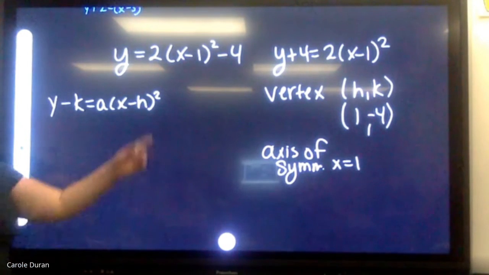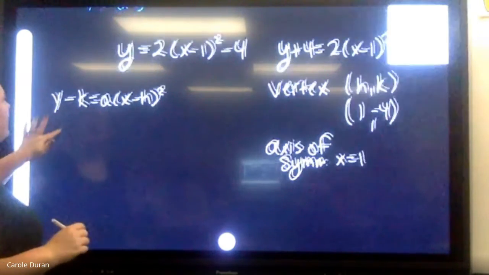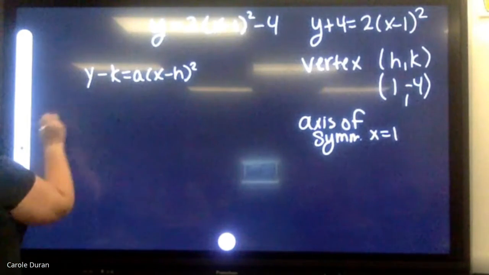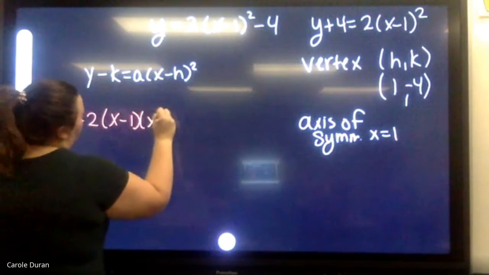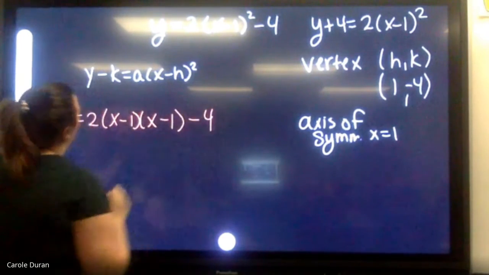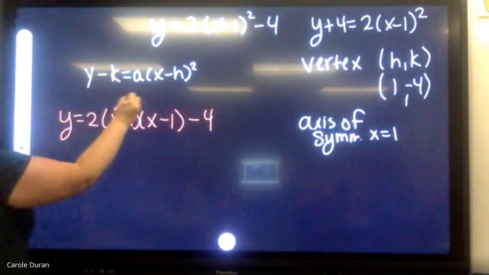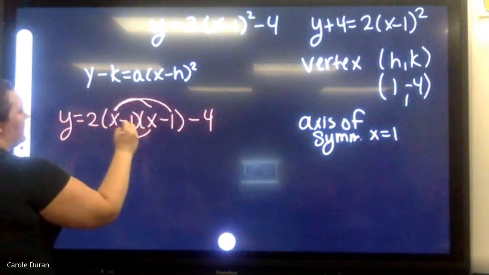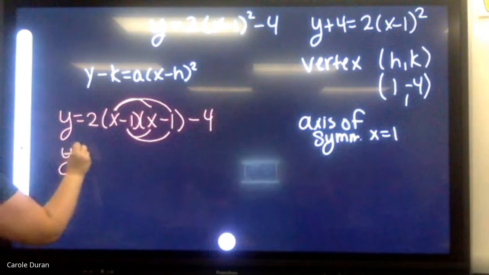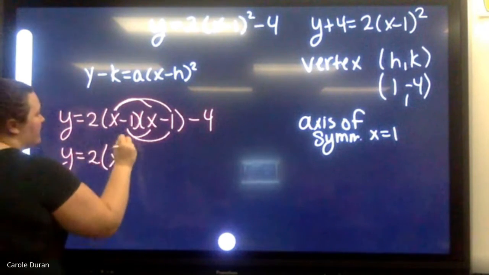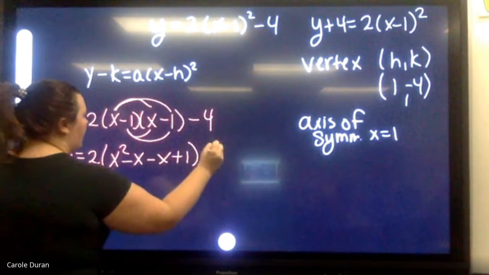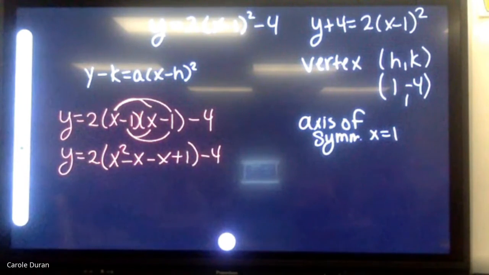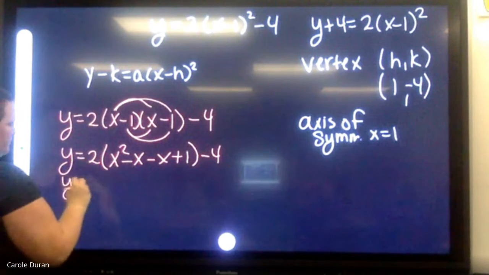Okay, so I'm going to have to rewrite x minus 1 squared as x minus 1 times x minus 1. So I have y equals 2 times x minus 1 squared, and then the minus 4. I need to FOIL out the x minus 1, x minus 1. When I do, I get x squared minus 2x plus 1, and then minus 4. We combine like terms.